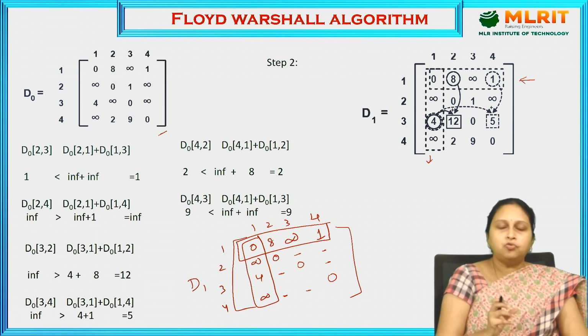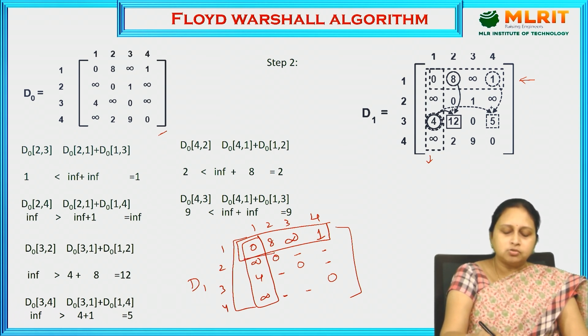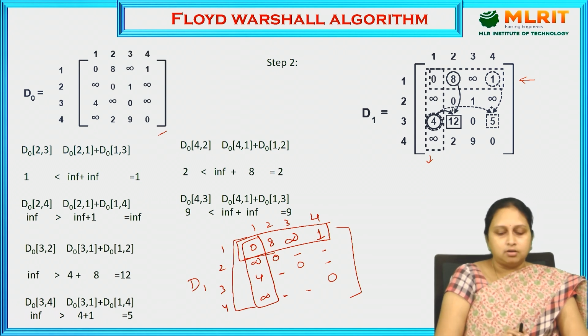Now, how to find this? You have a formula for this to find the values, where I am going to consider the first row and first column we are leaving, right? From that, how are we going to find the remaining values?